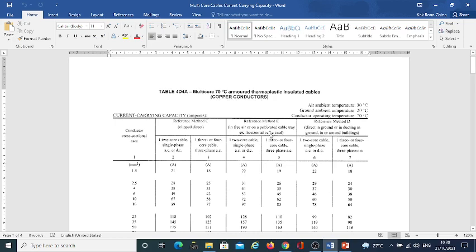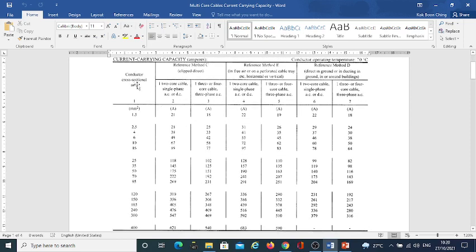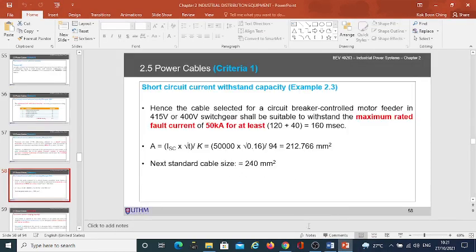This is for copper, I just show you the example. You have another one for aluminium. The most important is the conductor size here, calculated in mm square, from 1.5 minimum until 400. Just now we calculated 212, which is between 185 and 240. So the next size for 212 is 240, and that's why we choose 240 as our next cable size.